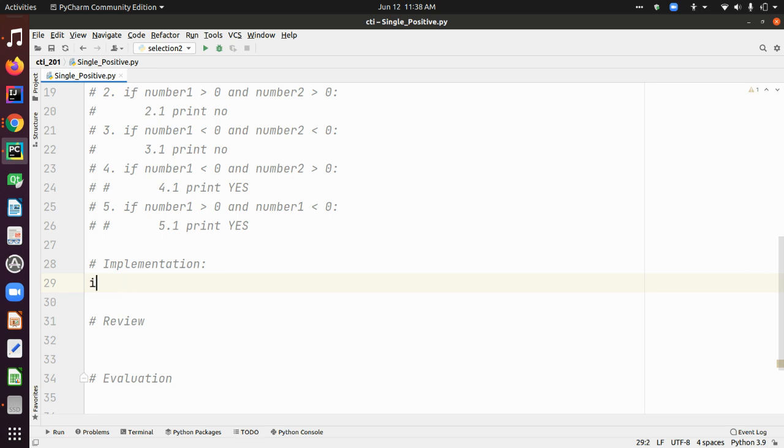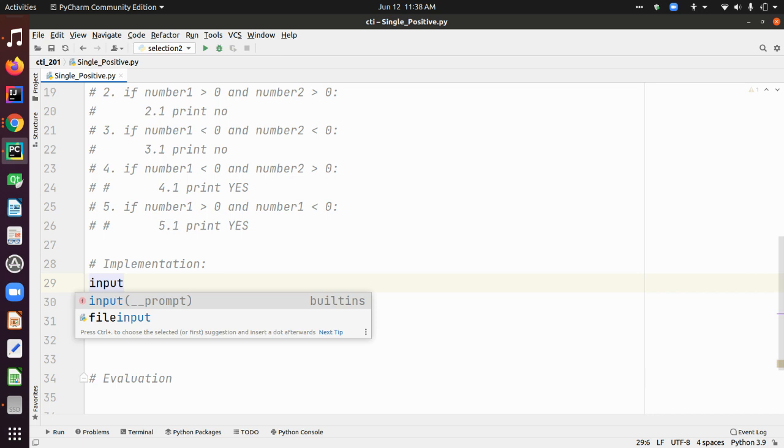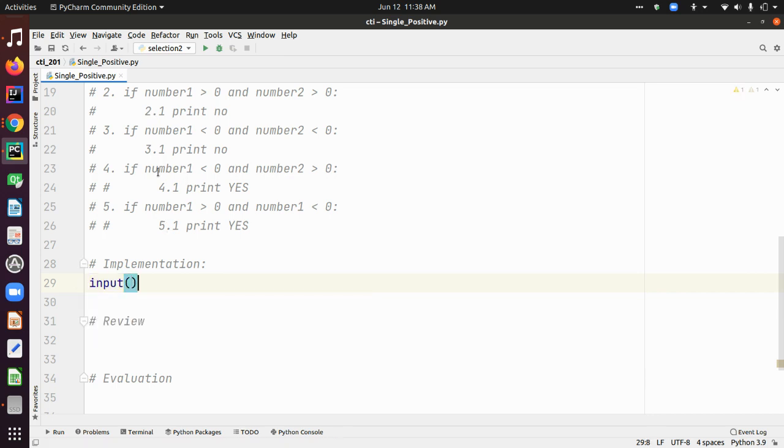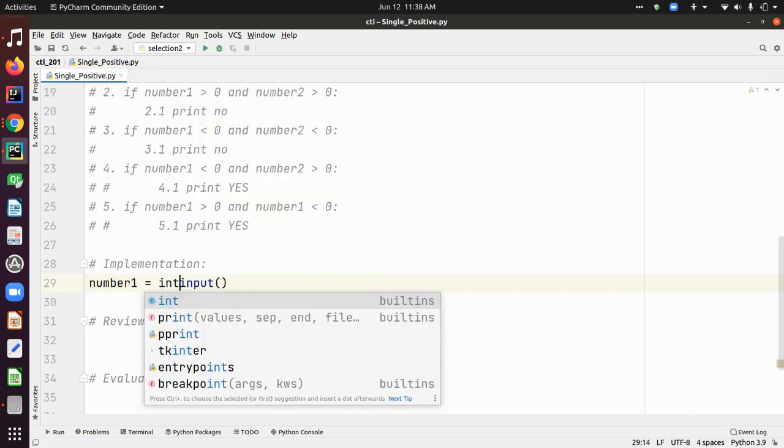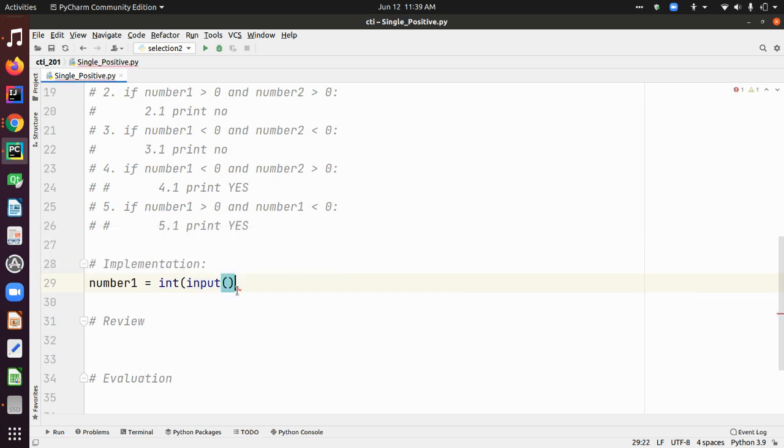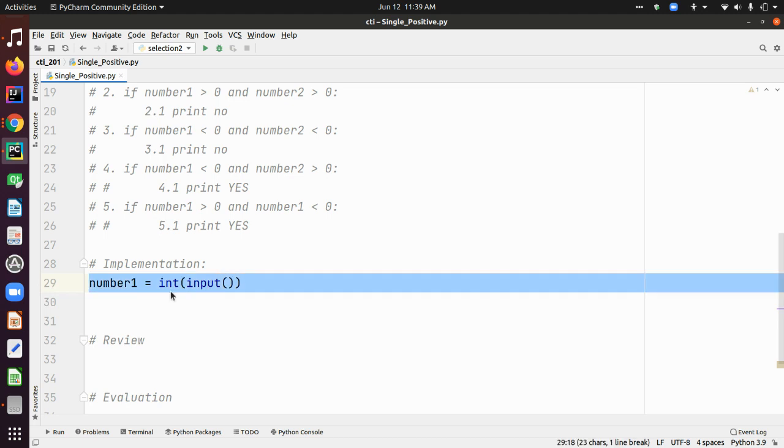So let's convert this plan to our code now. First step is input. So we need to get the two numbers. So number 1 equals int input, and then number 2 also the same.